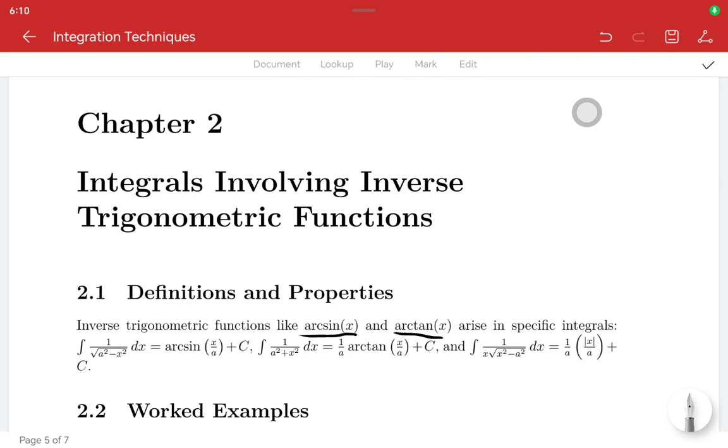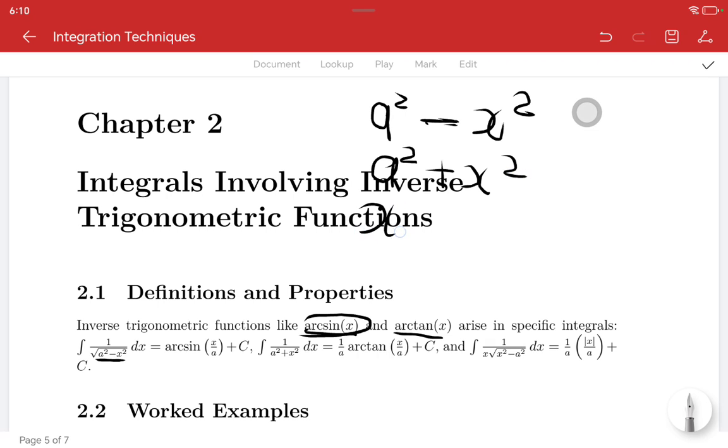arctan x arises in specific integrals, right? So we're going to be looking at these two, where for the arc sine we have to know, is it a squared? Remember, you're going to be looking at this. We must look at this. It's this one, and also this one, and then also this one.